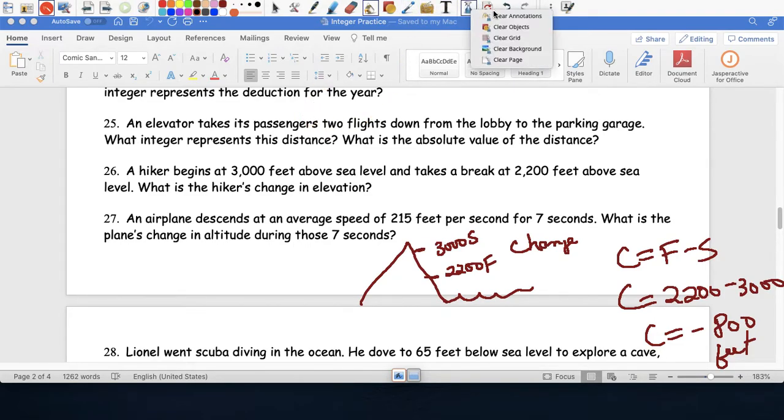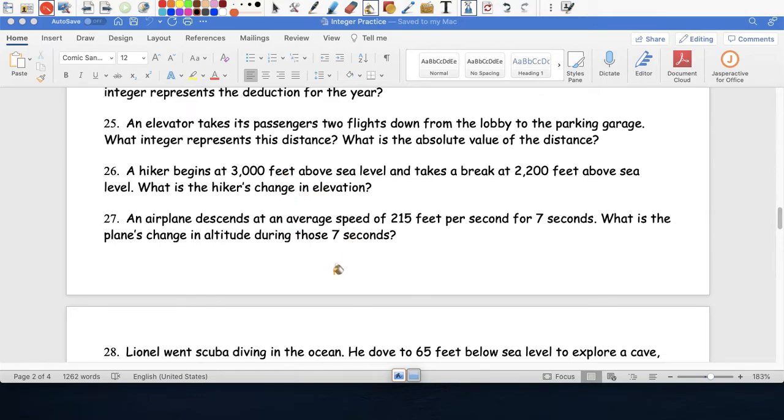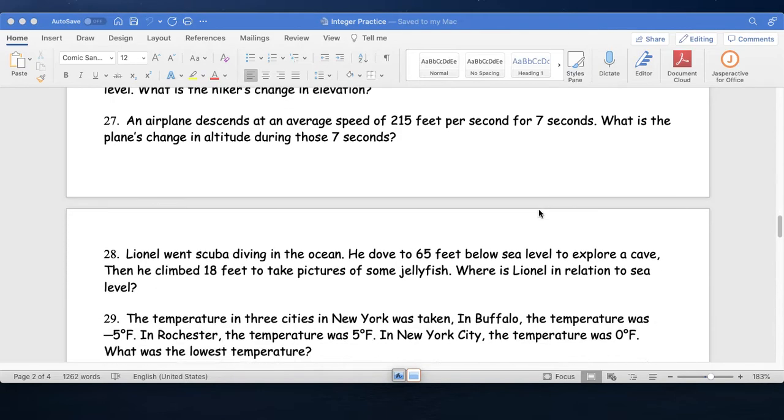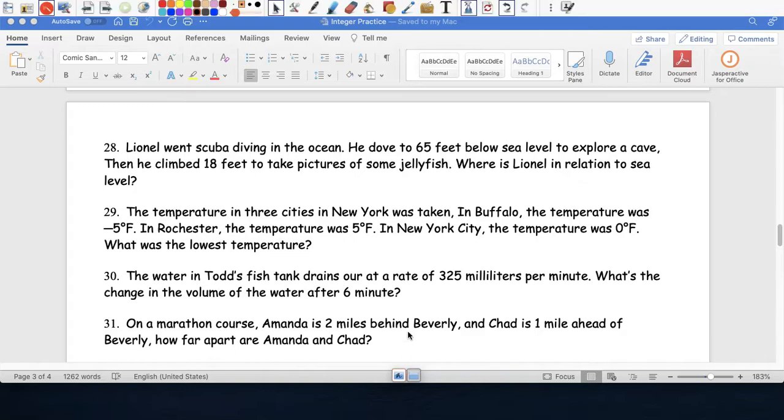27. An airplane descends at an average speed of 215 feet per second. If it's descending, let's represent that as negative 215, because it's going down, times 7 seconds. What's the change in altitude? Well, obviously it's going down. So 215 times 7 means the airplane is going to lose 1,505 feet. Negative times a positive is a negative. So for all these problems, to be able to translate them, write them as a numerical expression, whether it's addition, subtraction, multiplication, or division.